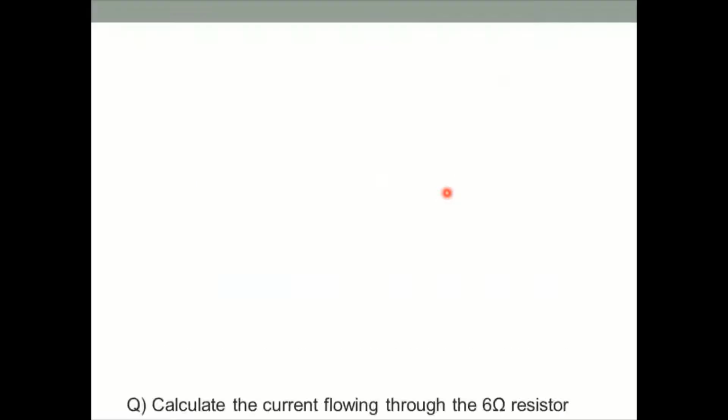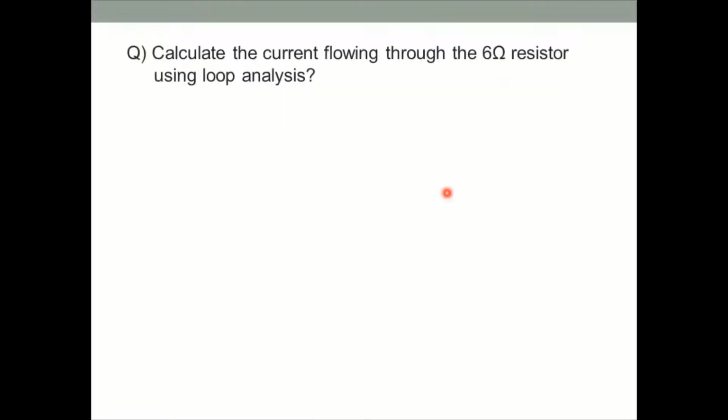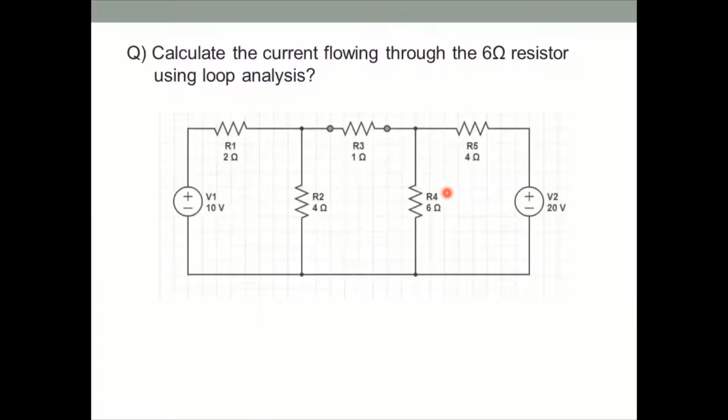So these steps we are going to follow in this problem, which will give us a clear picture of how to solve a loop analysis problem. So the problem is: calculate the current flowing through the 6 ohm resistor using the loop analysis method. This is the circuit given. Let's see how to solve this problem with the steps that we have discussed in the last slide.